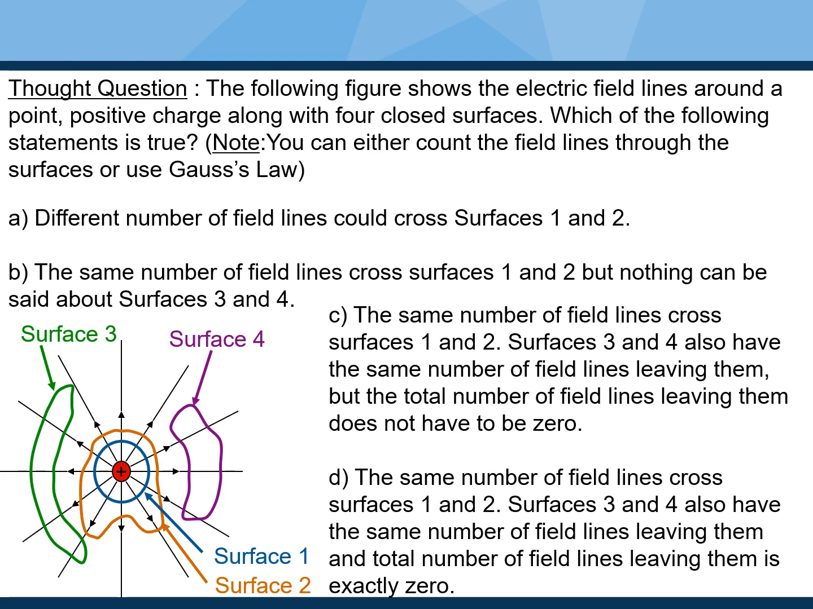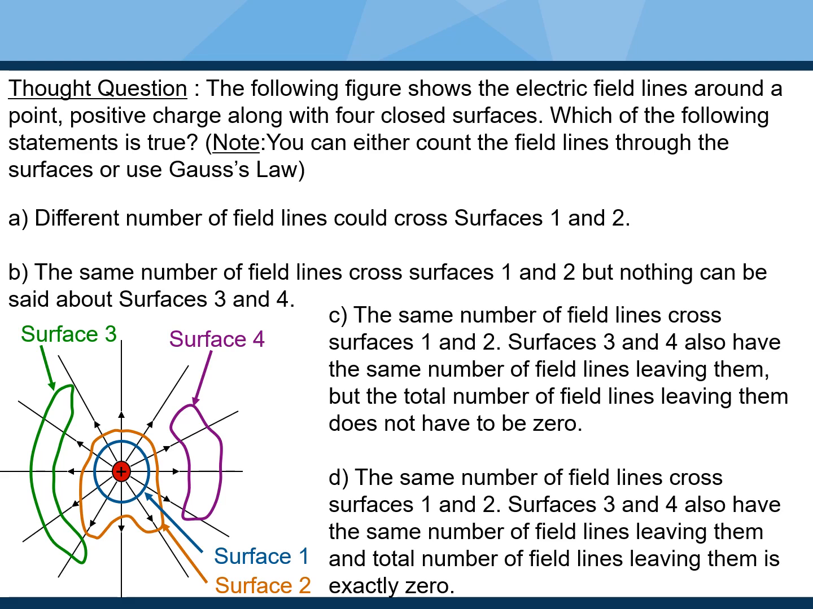It says that you have a charge plus Q, as shown by the red charge out here, and you have these four closed surfaces. So you have the spherical closed surface that is containing the charge Q. You have the orange closed surface, which also encloses the charge Q. And you have the purple and the green surfaces, that's surface 4 and surface 3. The question asked is, what is true about the field lines that are coming out of this charge and passing through the surfaces?